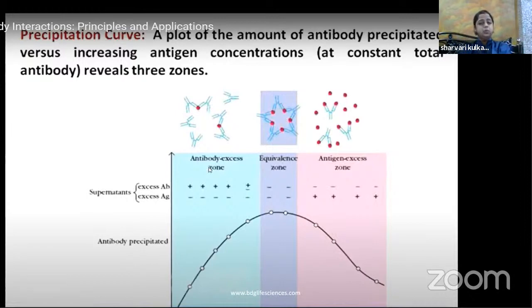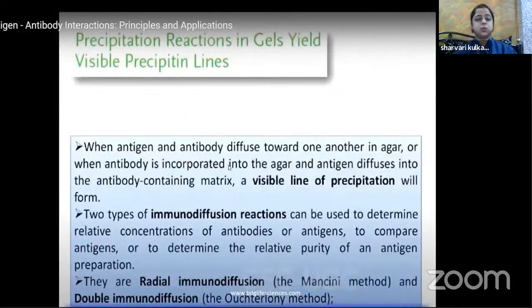Then it drops down because antibody concentration decreases. Now, when antibody concentration decreases, it will be antigen excess, right? So this is how the precipitation curve is divided. And this is the peak point where you have maximum precipitation, and that is known as the equivalence zone.